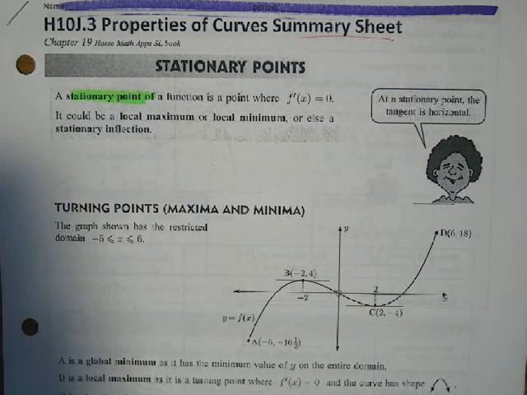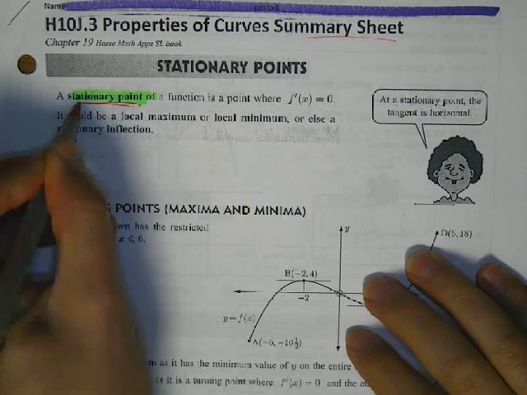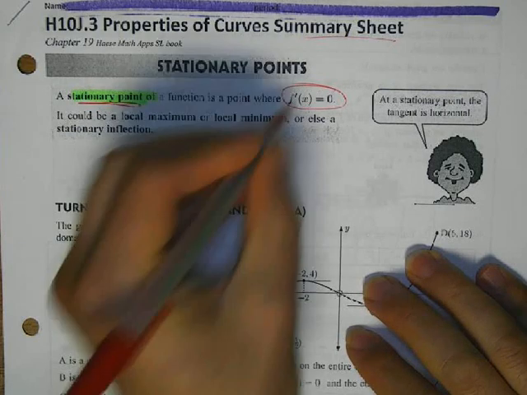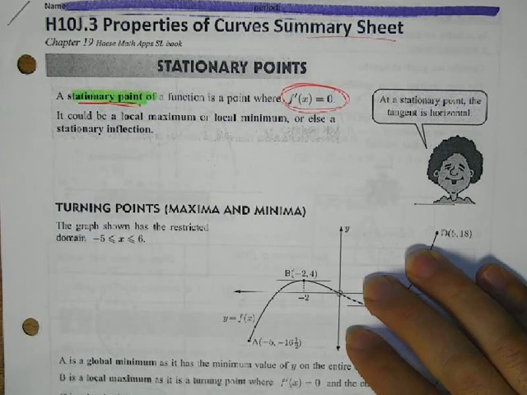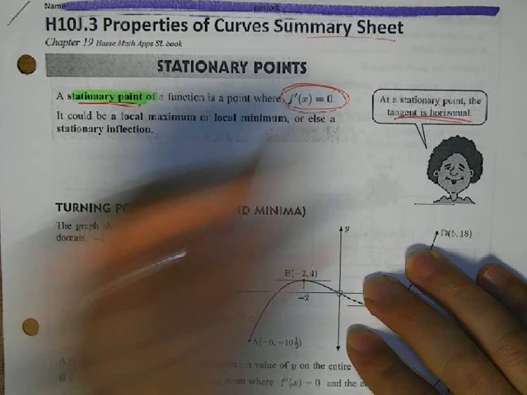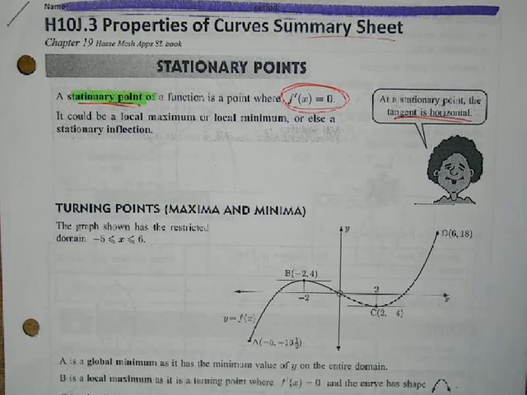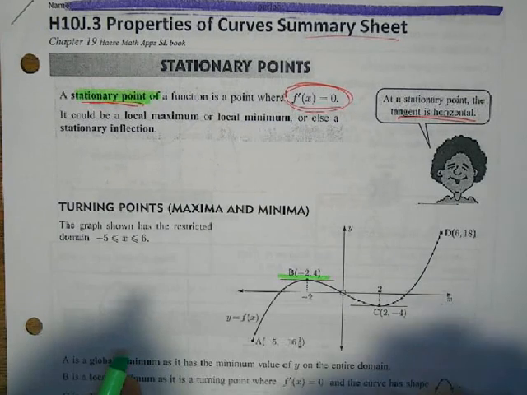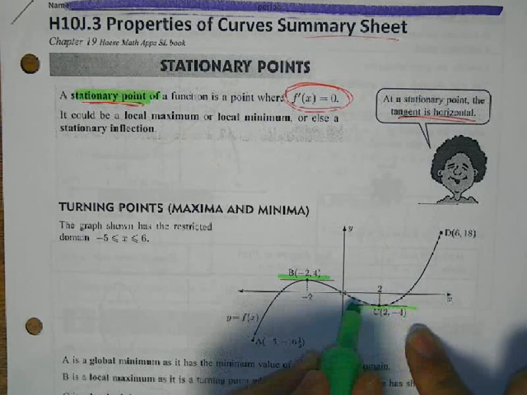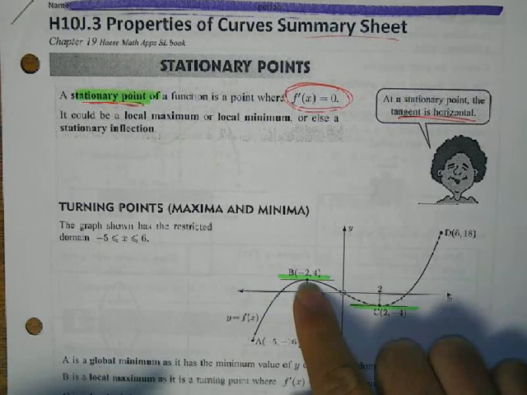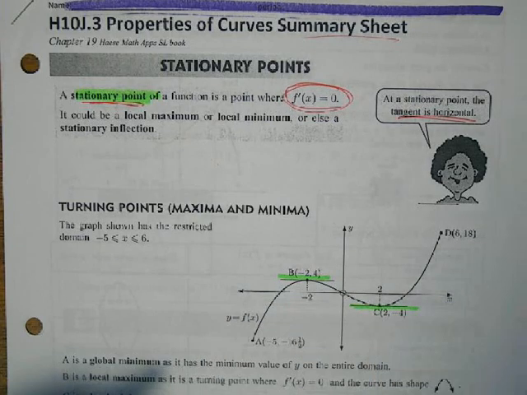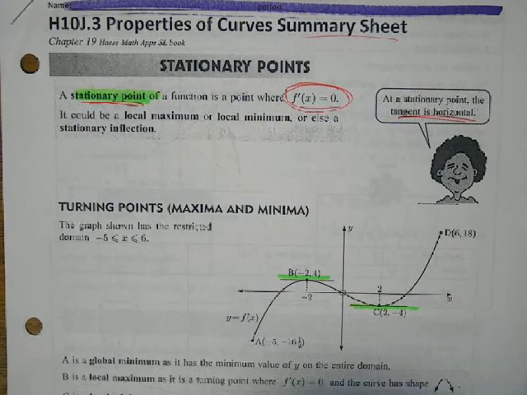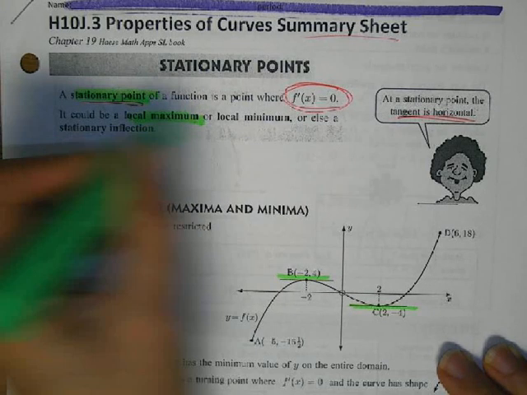So first of all, a stationary point is when the derivative is equal to 0. When the derivative is equal to 0, that means it's tangent to the horizontal. If you can see this picture, here's my function, and the derivative is equal to 0 at these two points here, at -2 and at -4. So that's a stationary point, and we usually get a local maximum or a local minimum.